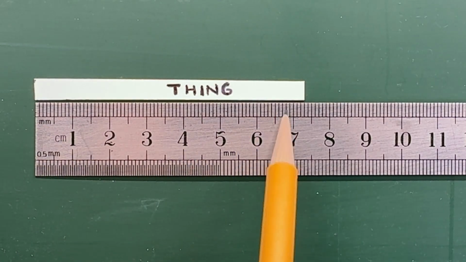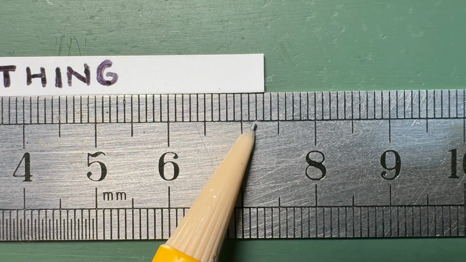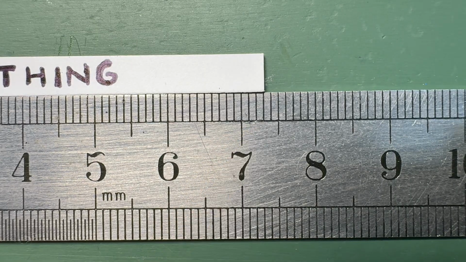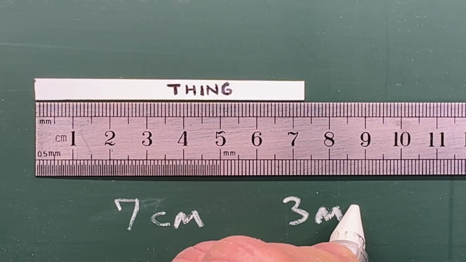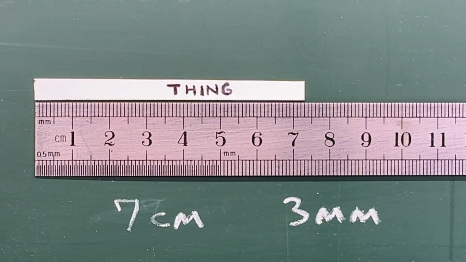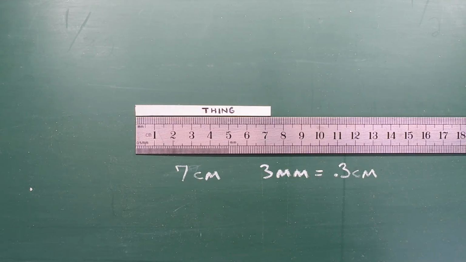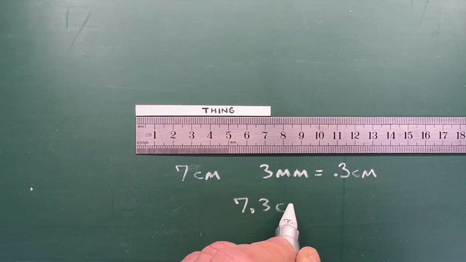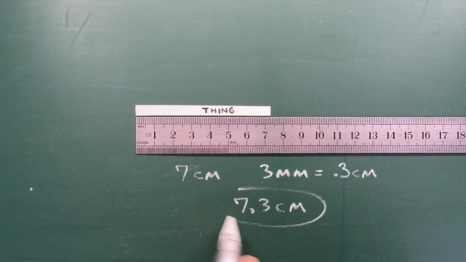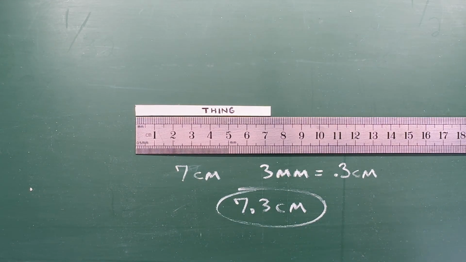This thing is 7 centimeters and 3 millimeters in length. But like we just said, we don't need to say centimeters and millimeters. Since there are 10 millimeters within each centimeter, 3 millimeters is 3/10 of a centimeter, expressed as 0.3 centimeters. So we can simply and correctly say this thing is 7.3 centimeters.